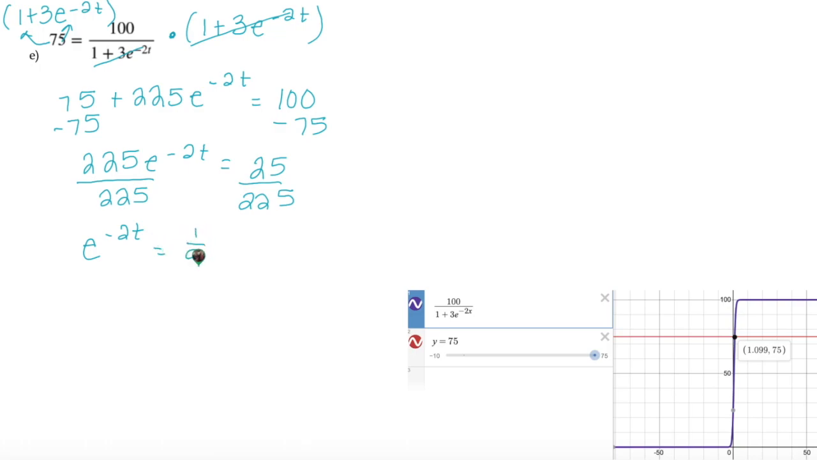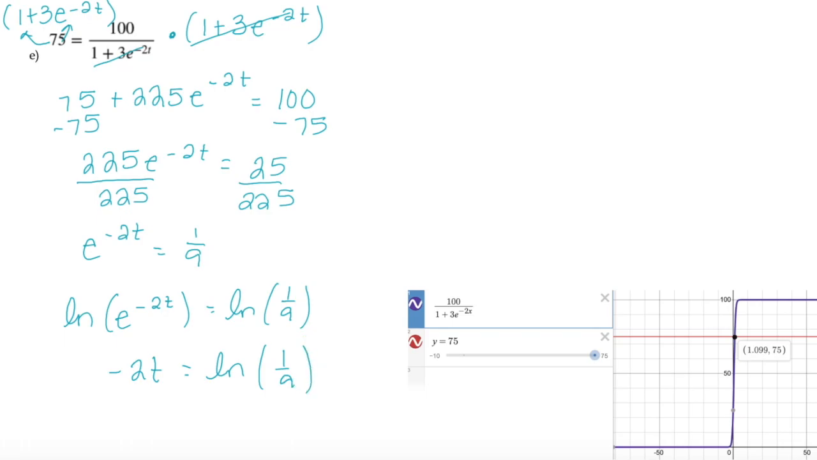Leaving it as a fraction. Notice I didn't turn it into 0.1 repeated. I'm leaving it as a fraction as its whole value. Now that I have my exponent isolated, I can multiply both sides by the natural log. Recall from the last example that when we had the natural log with e, they eliminate each other because they're the inverses of one another. So they undo each other. The only thing that would be left would be negative 2t equal to the natural log of 1/9.